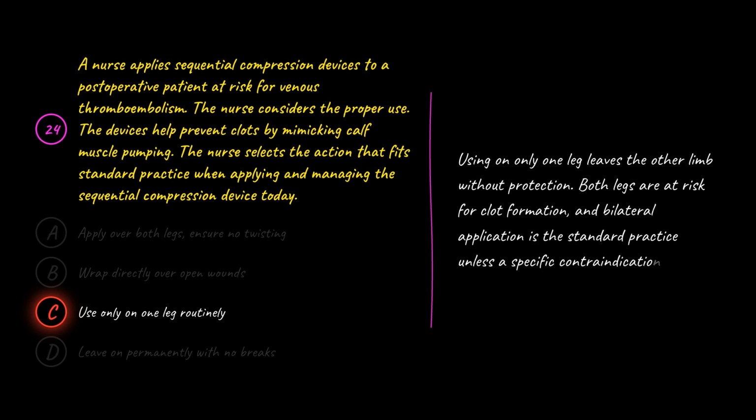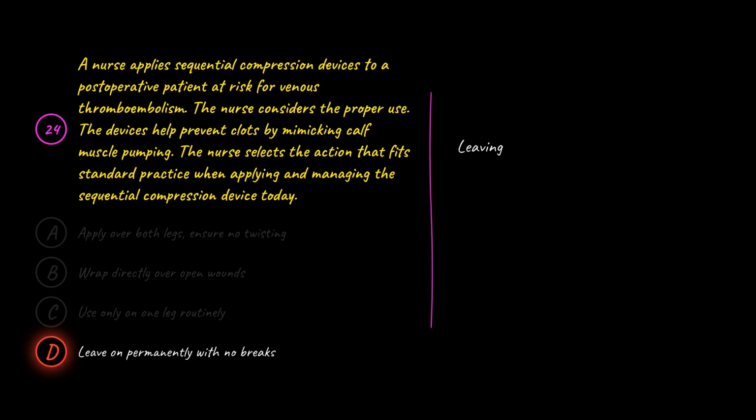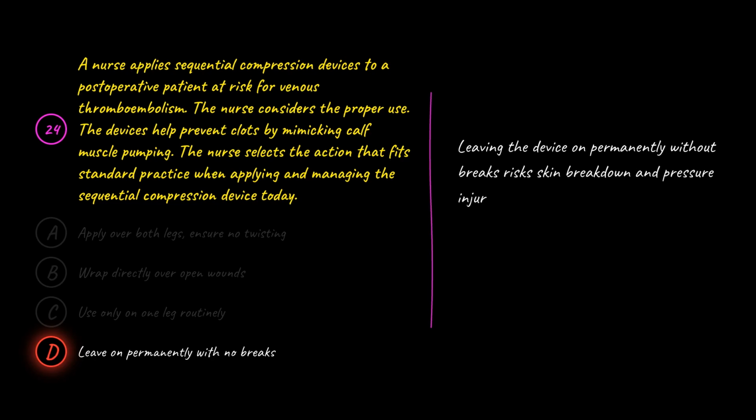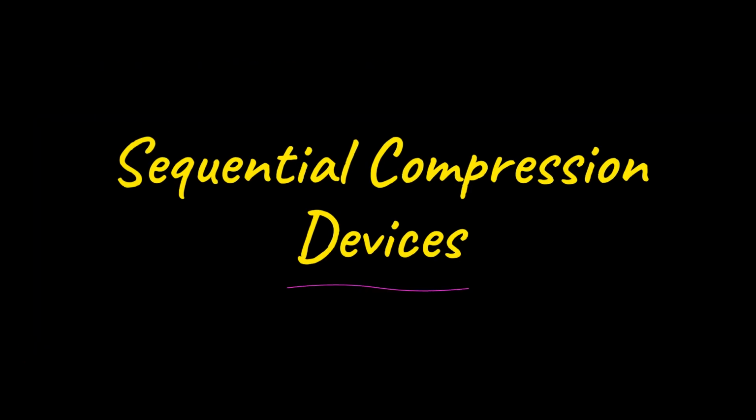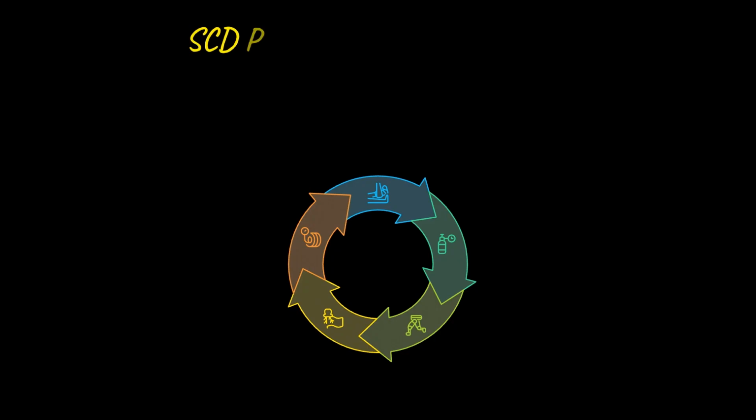for one side. D is wrong because leaving the device on permanently without breaks risks skin breakdown and pressure injury. The nurse removes sleeves periodically per institutional policy to inspect skin and confirm continued appropriate function during the stay. Sequential compression devices provide mechanical thromboprophylaxis by actively mimicking the body's own venous pump. Understanding how and why they work helps clarify when and how to apply them correctly.